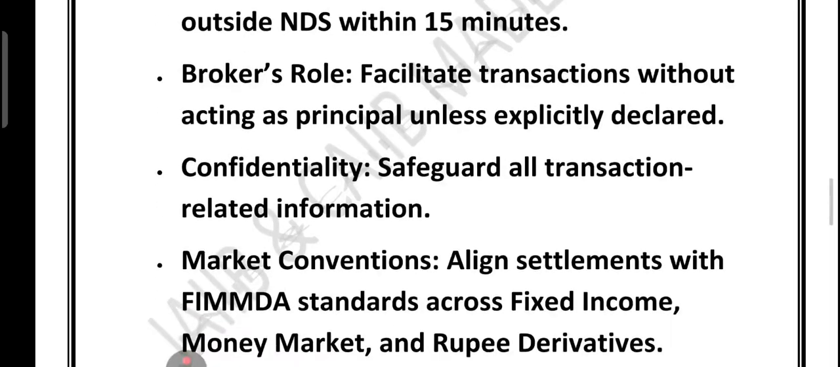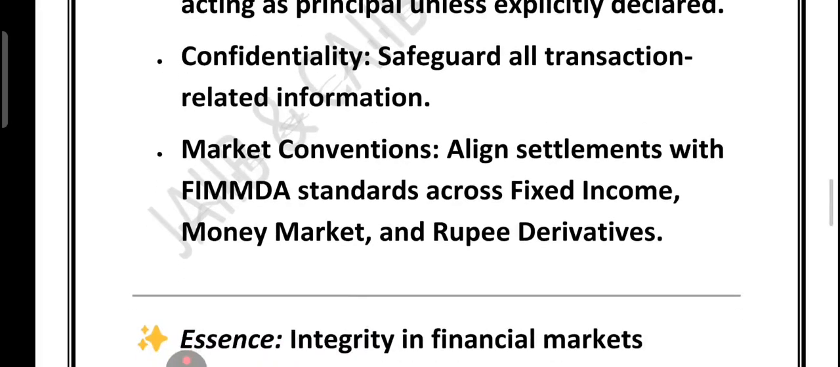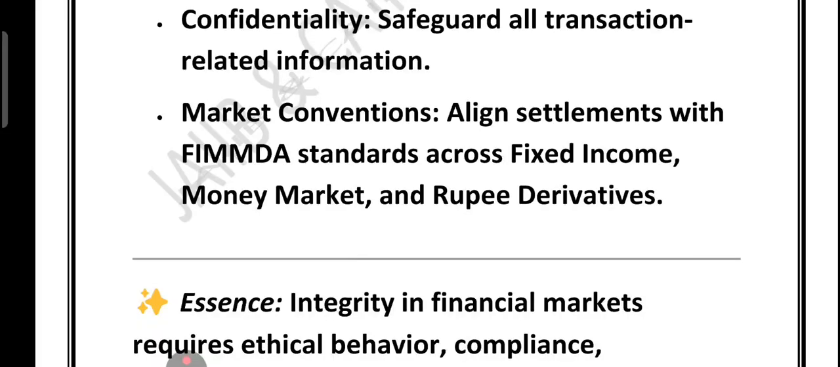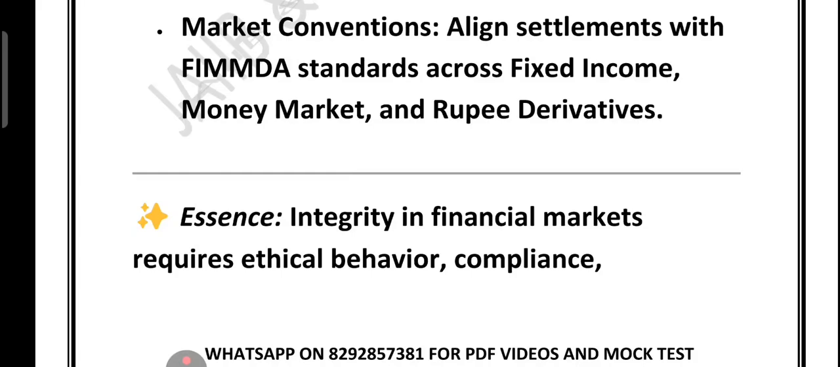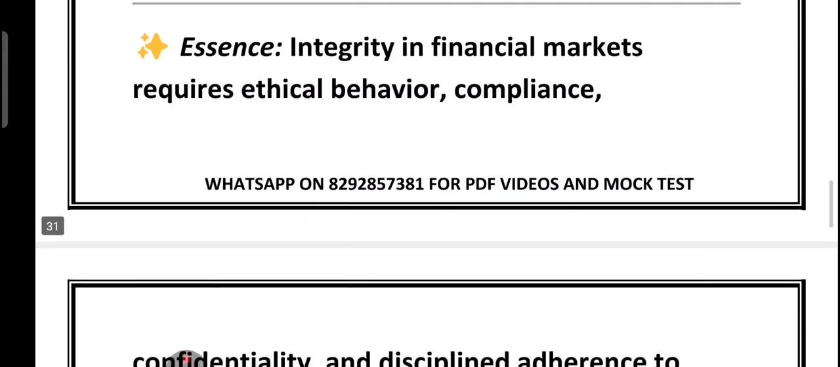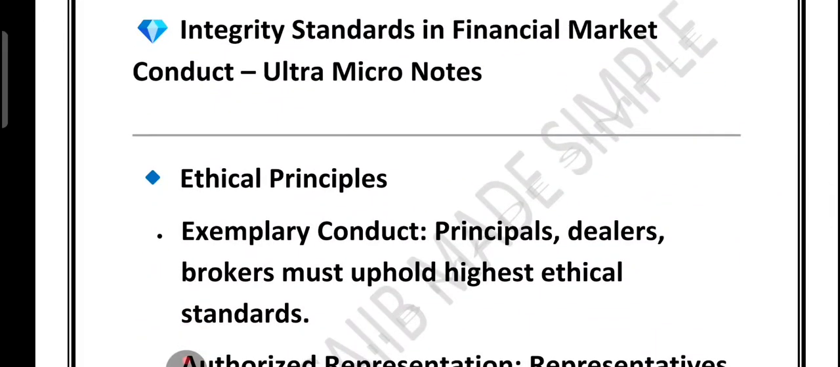Then we have the broker's role. Brokers should facilitate transactions without acting as a principal unless explicitly declared. Then we have confidentiality. All transaction-related information must be safeguarded, protecting client and market interest. Then we have the market convention. Settlement procedures must follow FIMDA standards covering fixed income, money market and rupee derivatives. So in short, we can say, maintaining integrity in the financial market is about ethical behavior, regulatory compliance, confidentiality and disciplined operation.